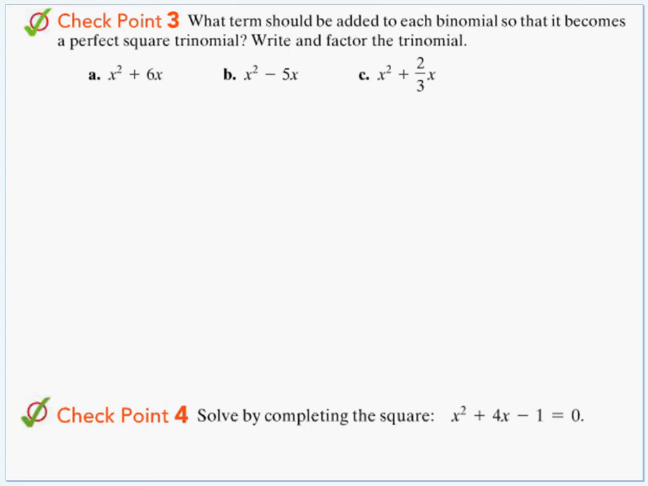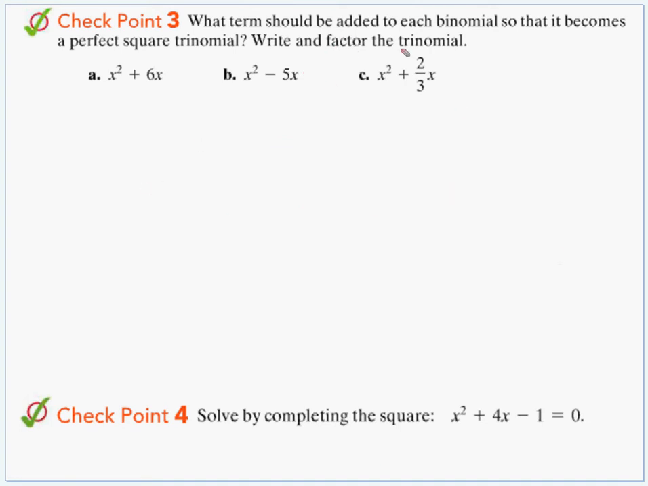Letter B, they gave us an odd number there, x squared minus 5x. So again, we'd take that b value and cut it in half, 5 halves. And then when we add it up here, we're going to square the numerator to a 25. That's a terrible 5, but you get the idea. Square the denominator to a 4, 25 fourths.